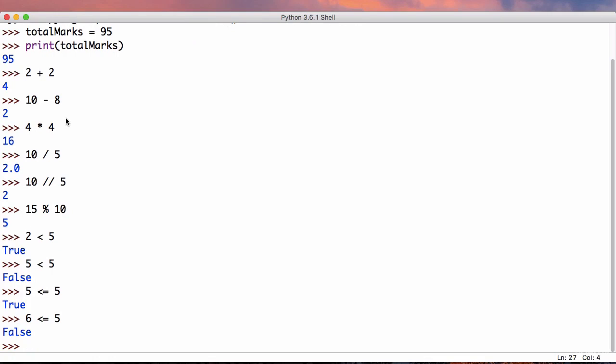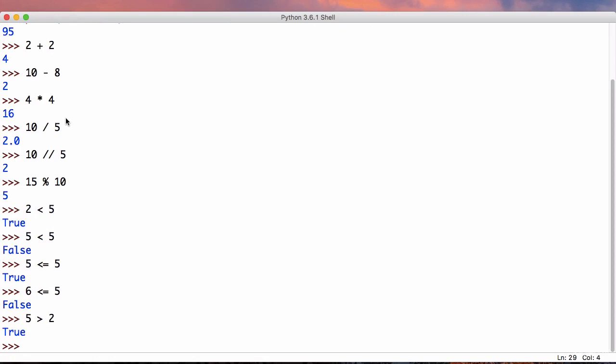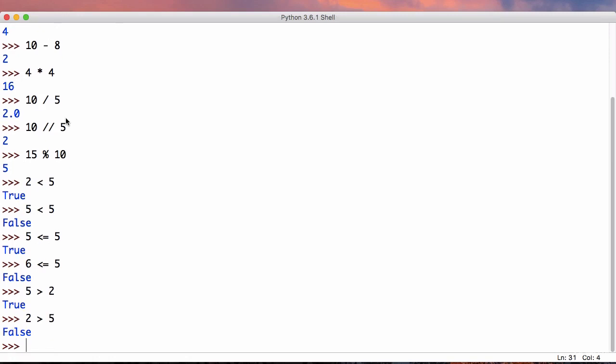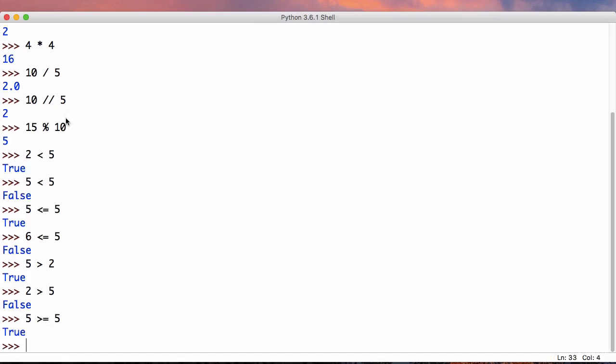Next operator is the greater than operator, and it works in the exact opposite way as the less than operator. If I say 5 greater than 2, it returns true. If I say 2 greater than 5, it will return false. Next up is the greater than or equal to operator, which is the opposite of the less than or equal to operator. If I say 5 is greater than or equal to 5, it first checks if 5 is greater than 5. Since 5 is not greater than 5, it then checks if 5 is equal to 5, which is true.